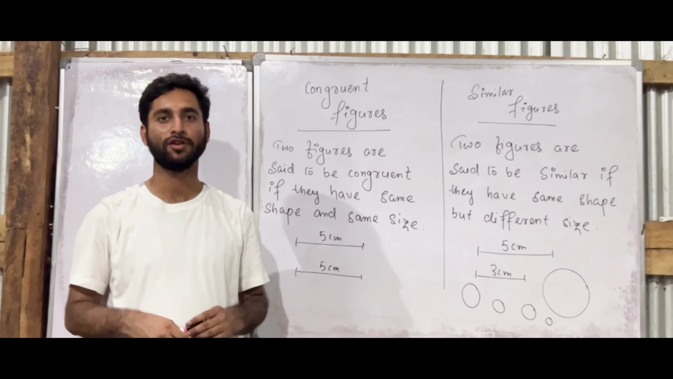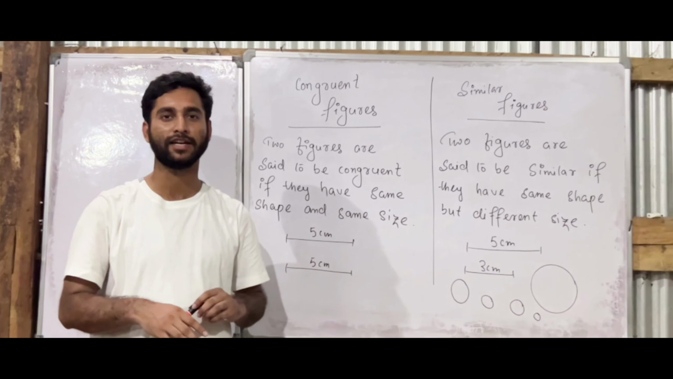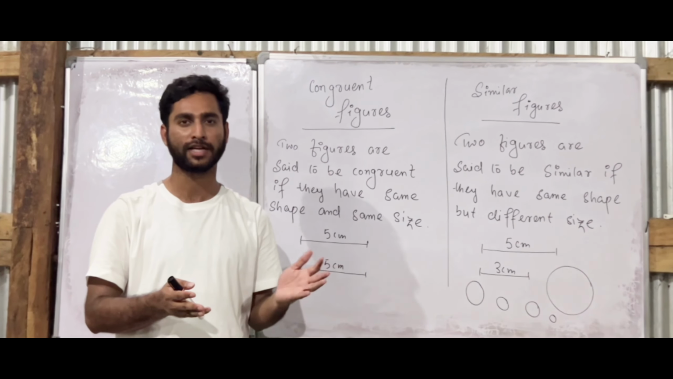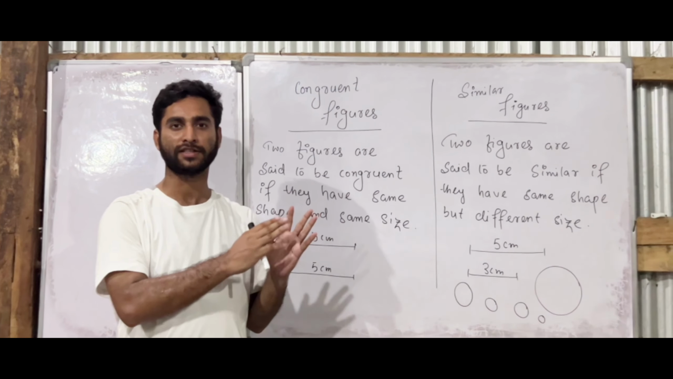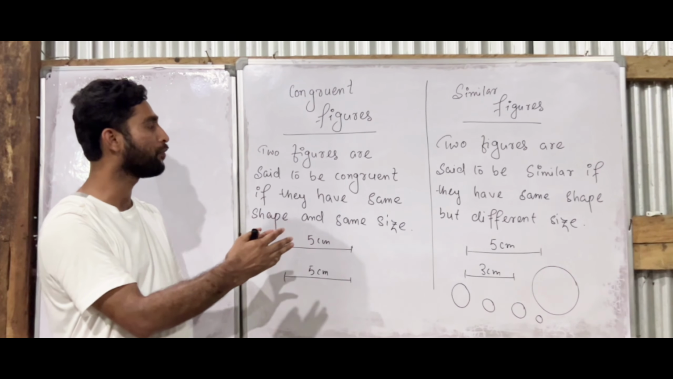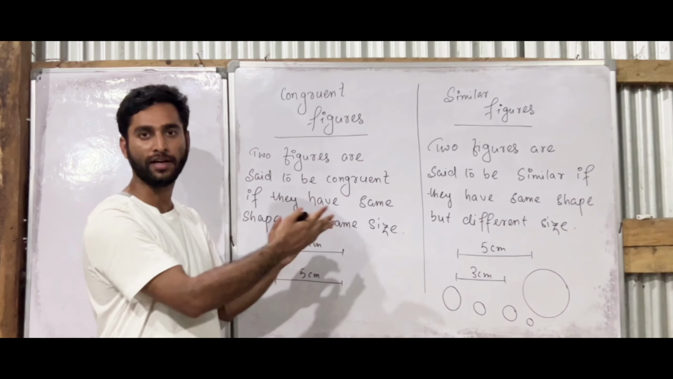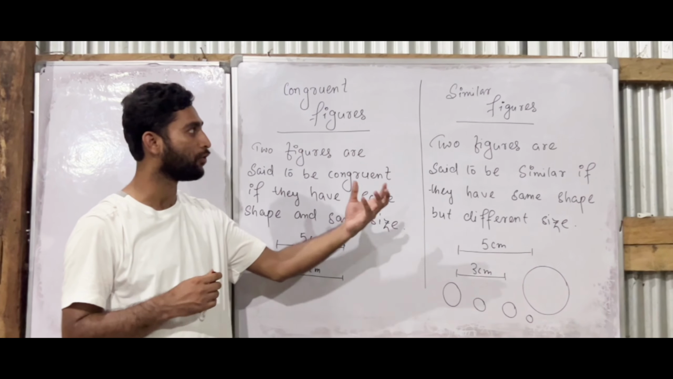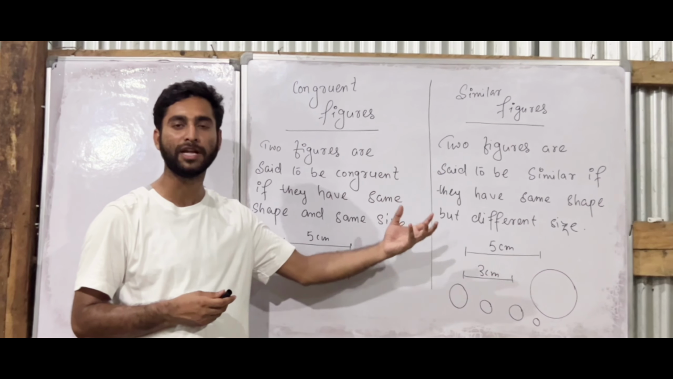In our previous video we have already started the triangle chapter, and we studied the introduction about triangles. We classified the triangles on the basis of sides and angles. Today our topic will be the difference between congruent figures and similar figures. In our class 10 syllabus, we have to study the similarity of triangles.